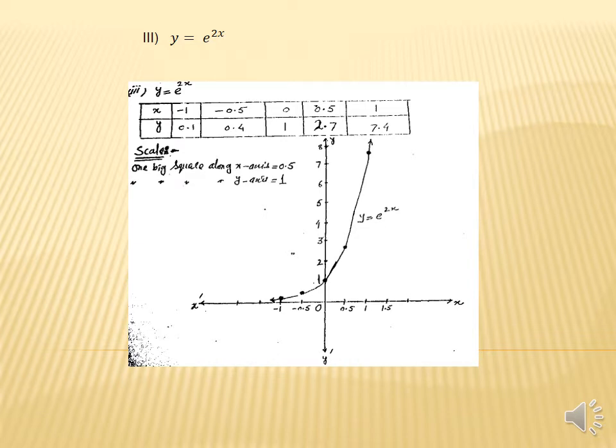So students, on 0 we get 1. On 0.5 we get 2.7. On 1 we get 7.4. Similarly, on minus 0.5 we get 0.4, and on minus 1 we get this. So we can plot the points on the curve, and we can draw the curve through these points. So this is the graph of the exponential function.